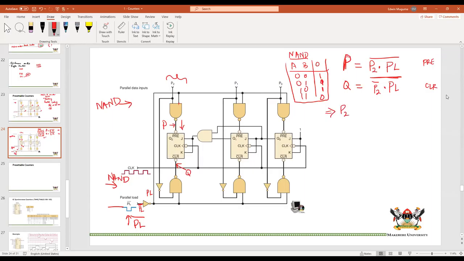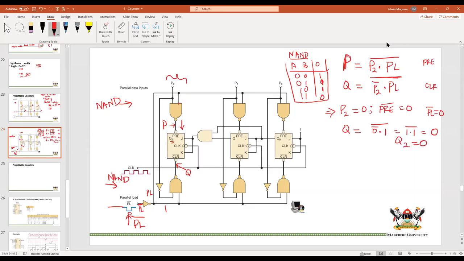Now let's assume that P2 is equal to 0, and we have a preset. We have preset at 0, meaning that we want to preset. What happens? Q will now be 0. Inverse, and PL, which is a 1, because PL bar is a 0 at this point. That's a 0, so over here it becomes a 1. We have an AND, which is 1 and 1, NANDed, which will give us a 0. Okay, now when we get a 0, we have a 0 here, meaning that this flip-flop is cleared. And if this flip-flop is cleared, then its so-called state Q2 will be 0.